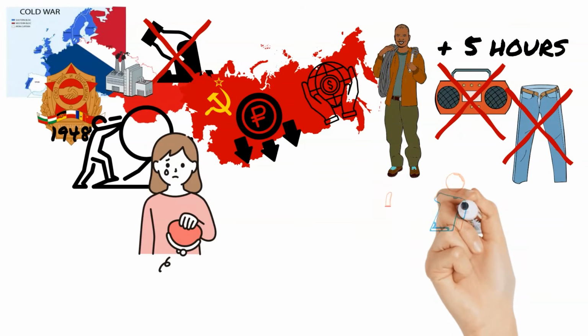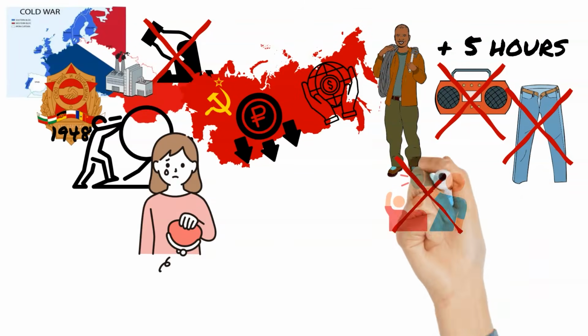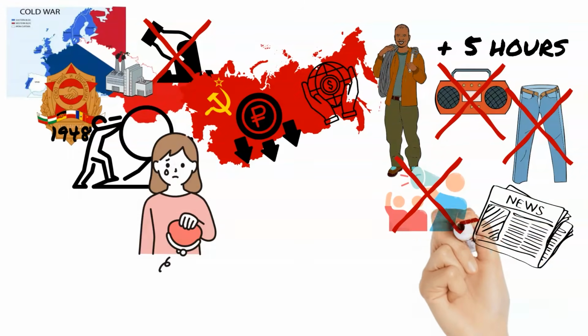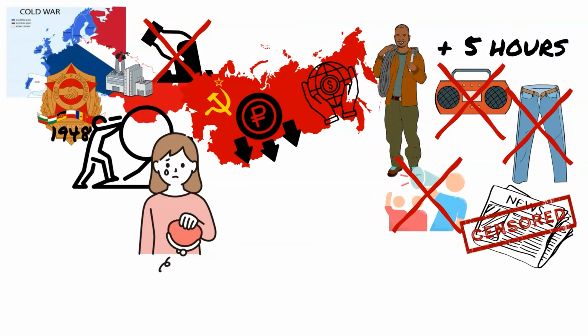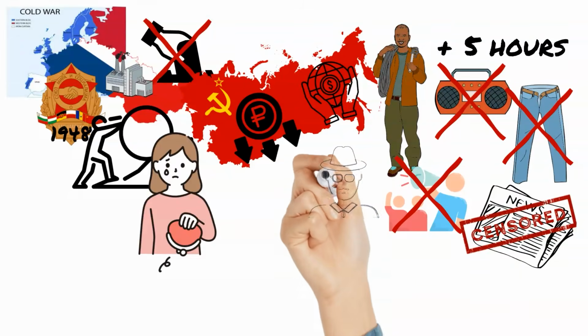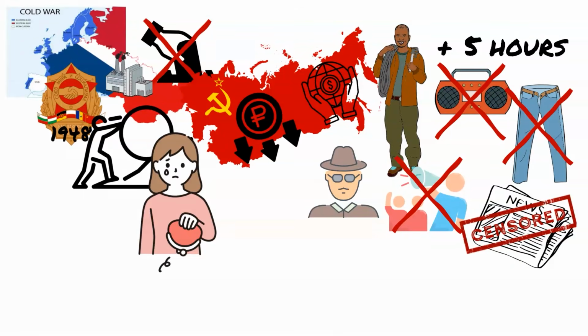As in other Soviet-controlled countries, there was no freedom of speech, and the media was heavily censored by the state. Also, as in other Soviet countries, the secret police spied on the citizens and people disappeared.